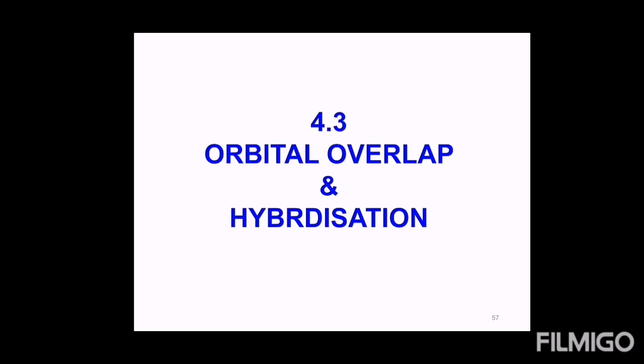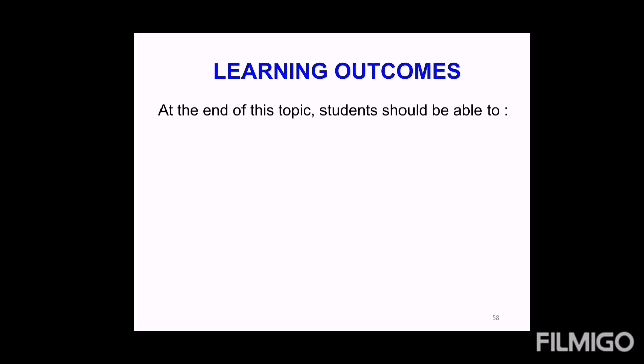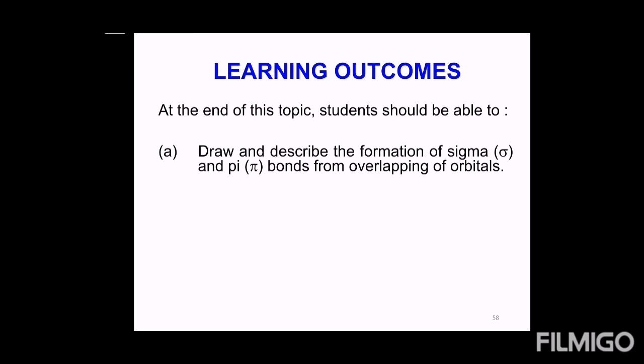Okay, 4.3 the orbital overlap and hybridization. Alright, so kita tengok dia punya learning outcome at the end of this topic. You all should be able to draw and describe the formation of sigma and pi bond from overlapping of orbital.